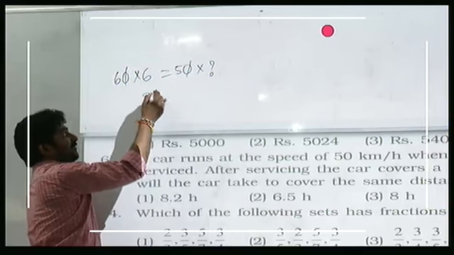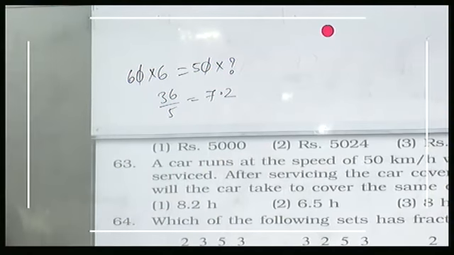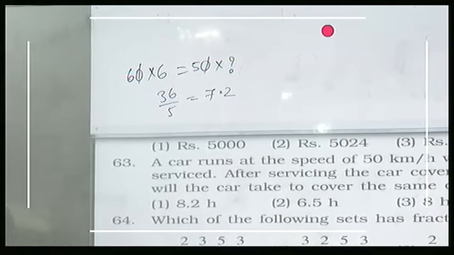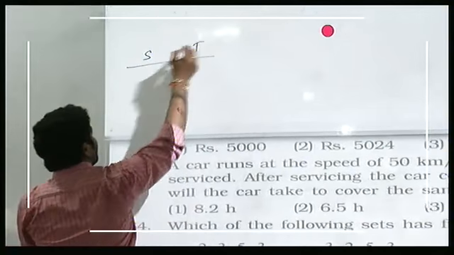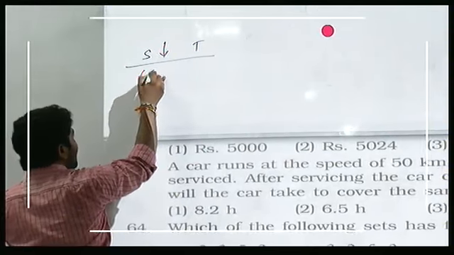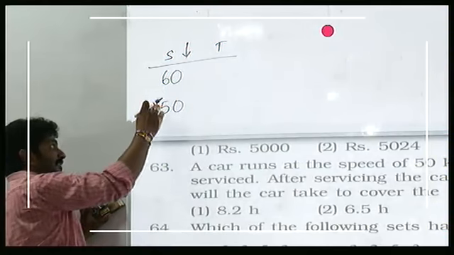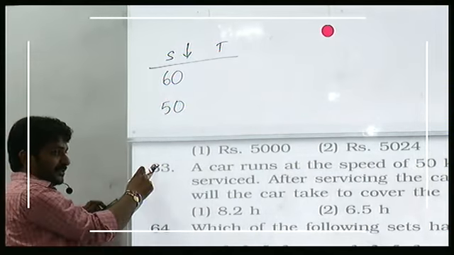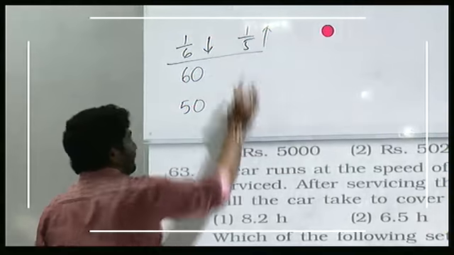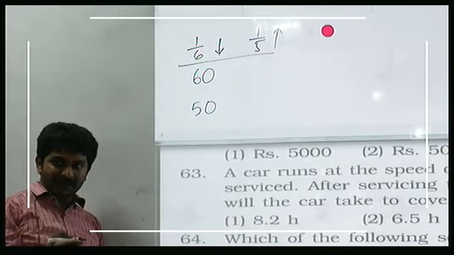0, 0 cancel. 36 by 5, which is 7.2 hours. And one thing is you can go for inversely proportional rule. Speed and then time. Speed decreased. Initial case 60 km per hour and now it is 50 km per hour. Speed decreased by 10 from 60. 10 out of 60 is 1/6. So for always decrease of 1/6, there should be increase of 1/5. Order important. First increase followed by decrease.